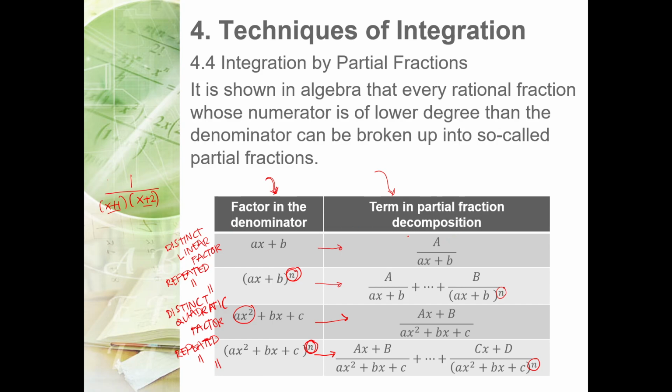So again, the equations here will be our guide later on. As you can see, for the distinct linear factors and distinct quadratic factors, it only shows one term. But for example, if you have two distinct linear factors, you can add another one, so that will be B over ax plus b. Or if you have three distinct linear factors, you can add another one, C over ax plus b. Same goes for your quadratic. For example, if you have two distinct quadratic factors, this becomes Cx plus D all over ax squared plus bx plus c.